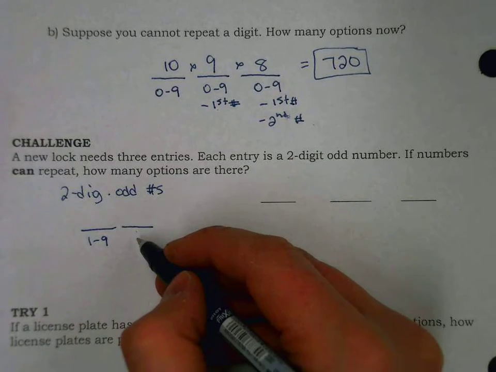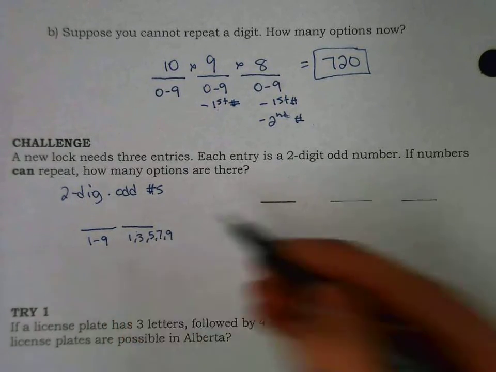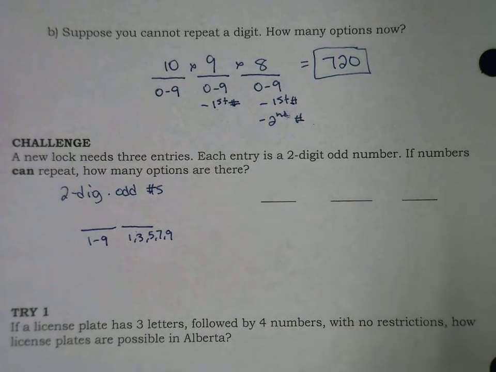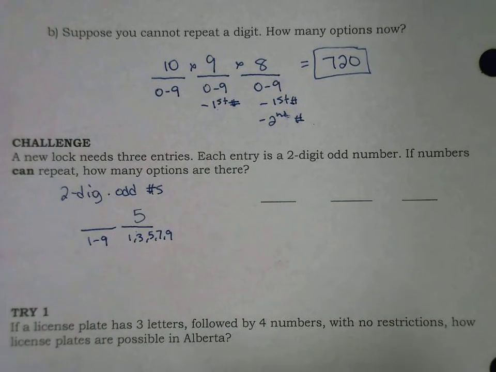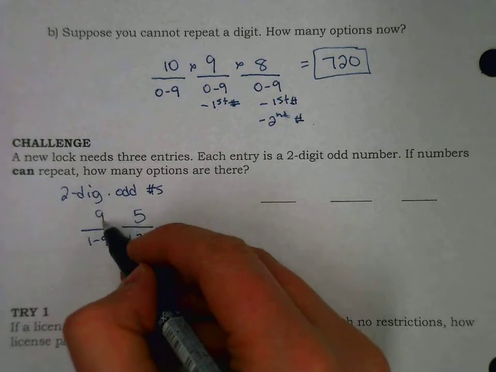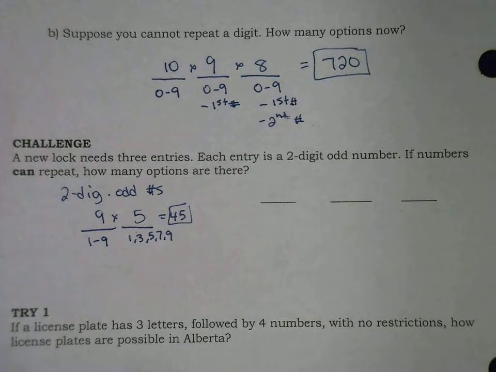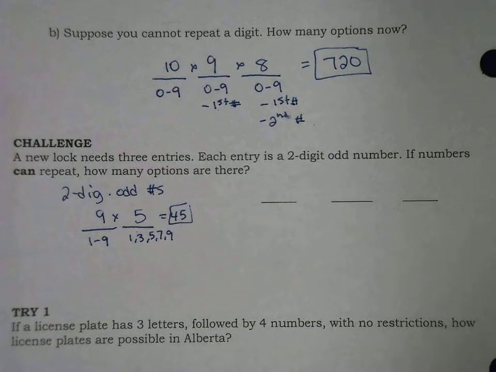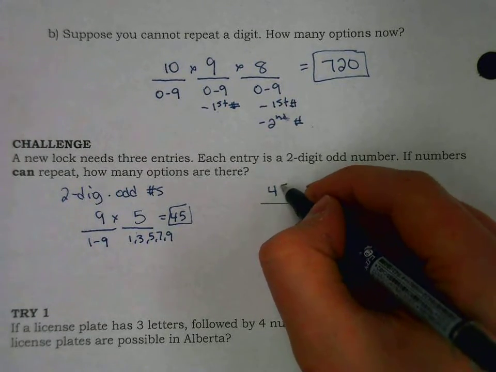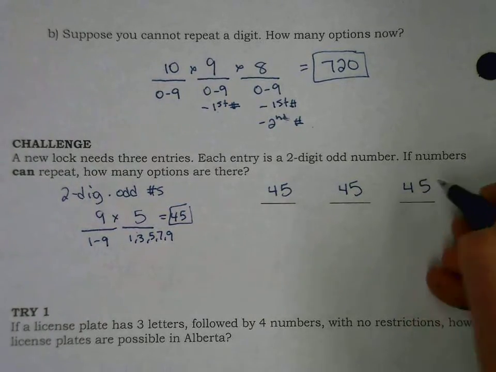What defines an odd number? Well, you would need to end in a 1, a 3, a 5, a 7, or a 9, which means, according to the fundamental counting principle, we've got 5 options for the last space and 9 options for the first space, which means there are 45 2-digit odd numbers if we were to count 11, 13, 15, 17, and so on up to 99. So there are 45 possible options for the first entry, 45 for the second, and 45 for the third.